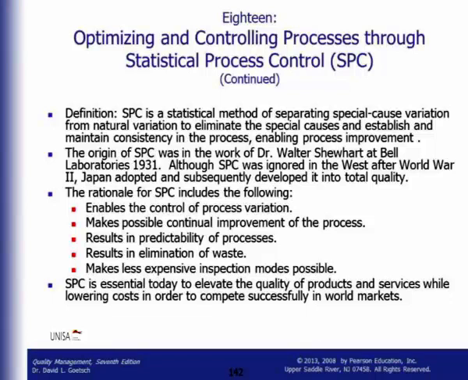The rationale for SPC includes the following. It enables the control of process variation. It makes possible continual improvement of the process, results in predictability of processes, results in elimination of waste, makes less expensive inspection modes possible. SPC is essential today to evaluate the quality of products and services while lowering costs in order to compete successfully in world markets.